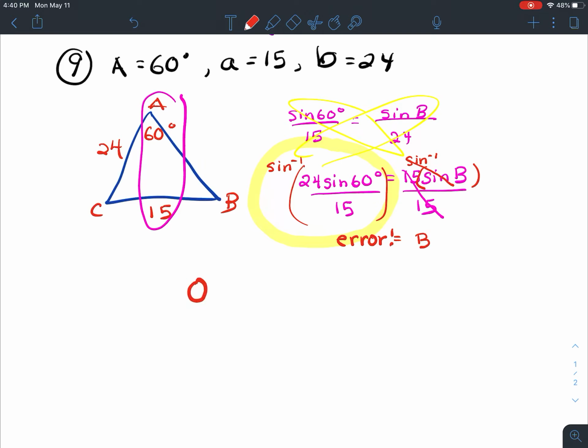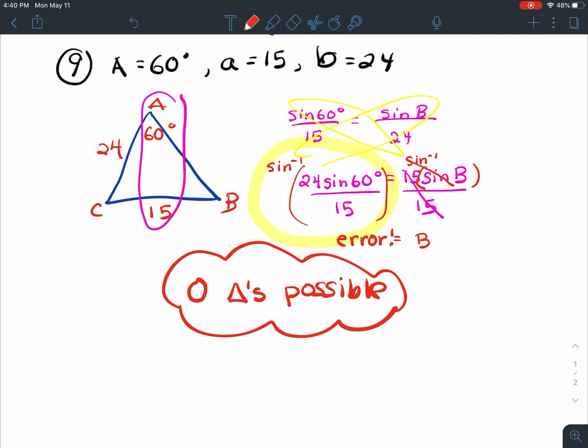So I'm going to go ahead and stop there. I'm going to say there are 0 triangles possible. And I don't have to proceed with trying to solve that because there can be no triangle possible with that.